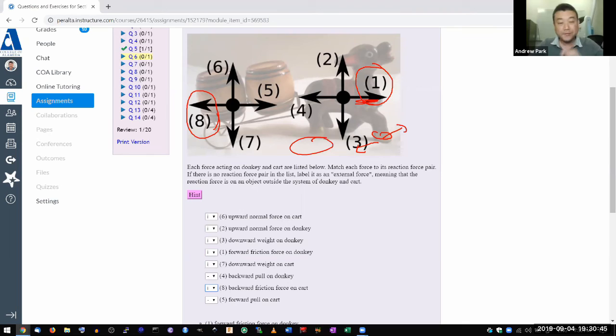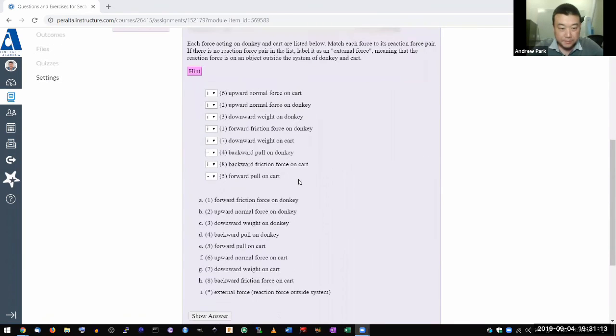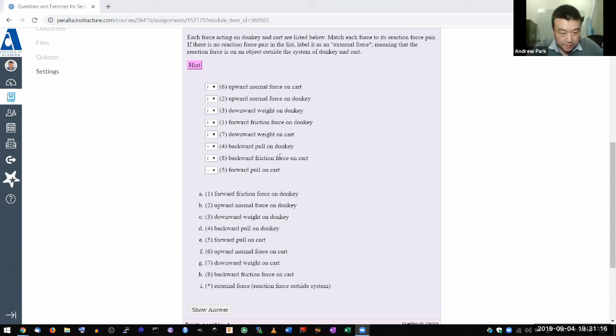So, all right, we are down to just the two forces. Force 5 is pulling the cart forward, and what is pulling the cart forward is the donkey. So the reaction force is on the donkey, and that is 4 here. That's the only single action-reaction force pair you will see in this entire diagram. So let me find what those two are and label them. The backward pull on donkey should be matched up with the forward pull on cart. So that's E. And the forward pull on cart should be matched up with the backward pull on donkey, D.